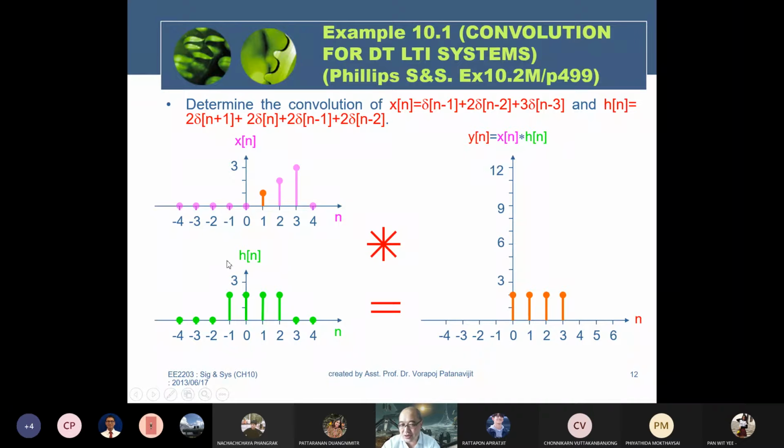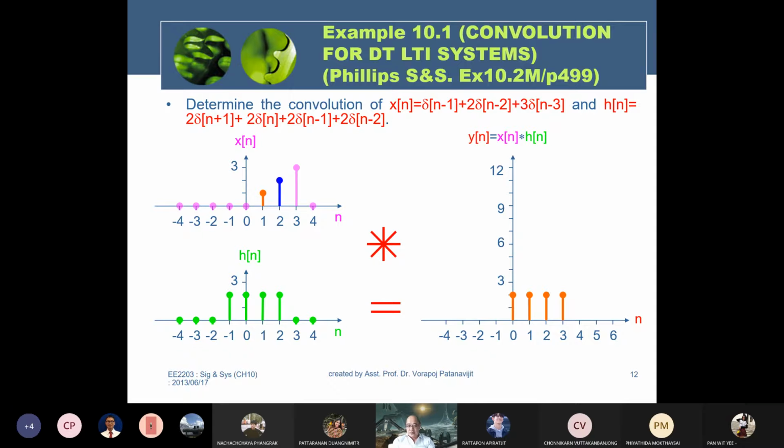The orange gives four impulses. The magnitudes of them equal 2 when you multiply them: 1 multiplied by 2 gives you 2, 2, 2, 2. But the location, in this case, you shift the green to the right by 1 position. Therefore we will produce it here. Now the next one, we will take in the same manner.